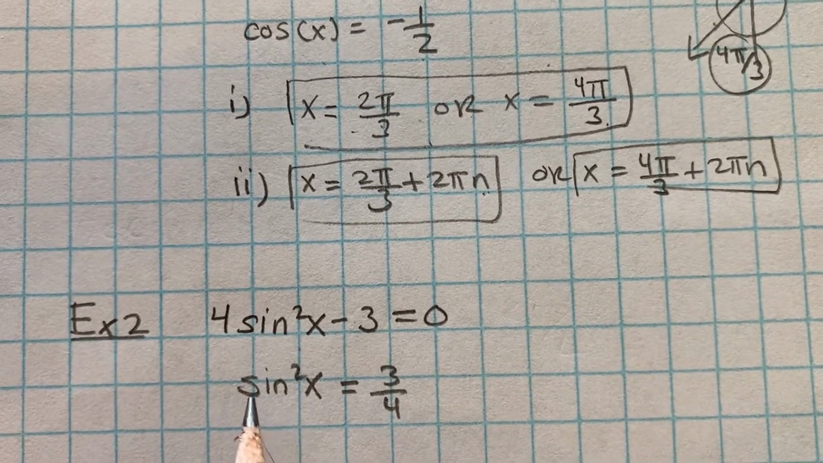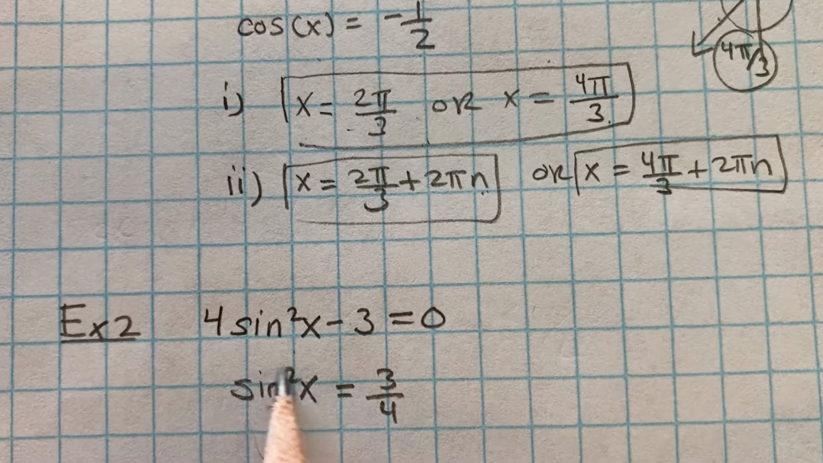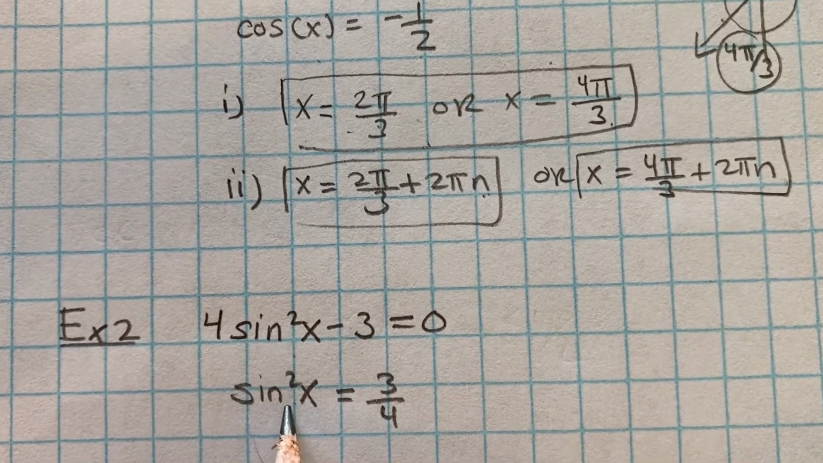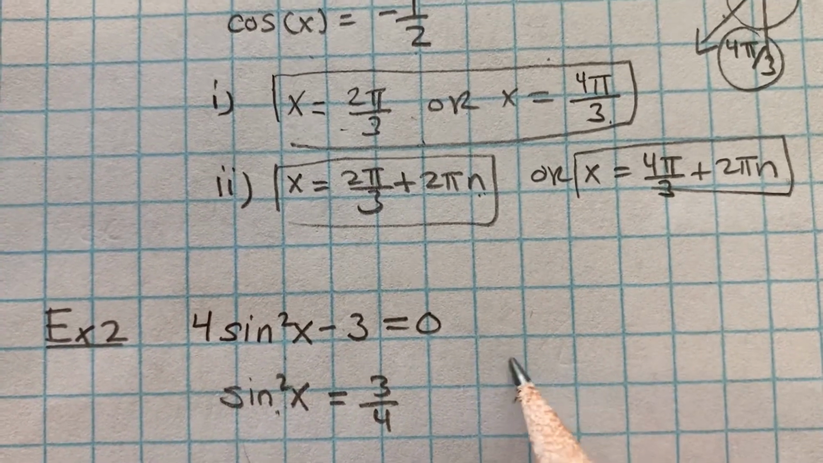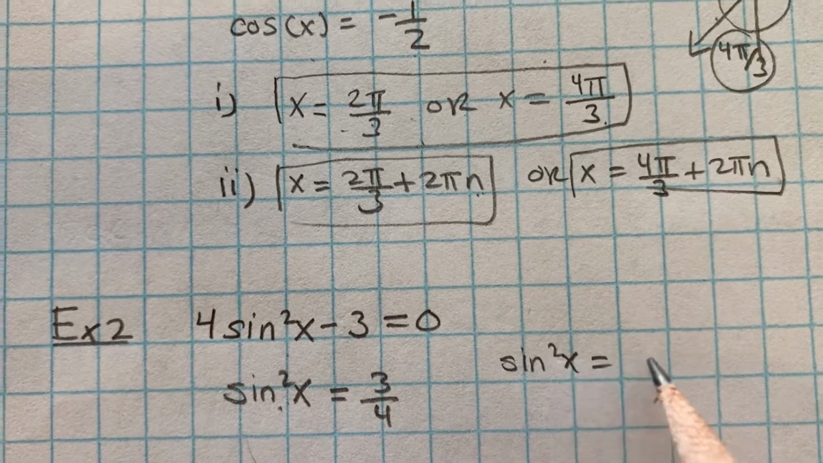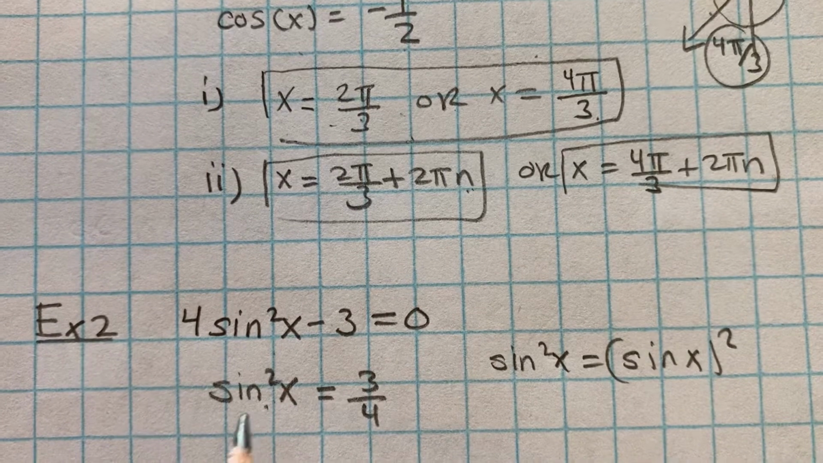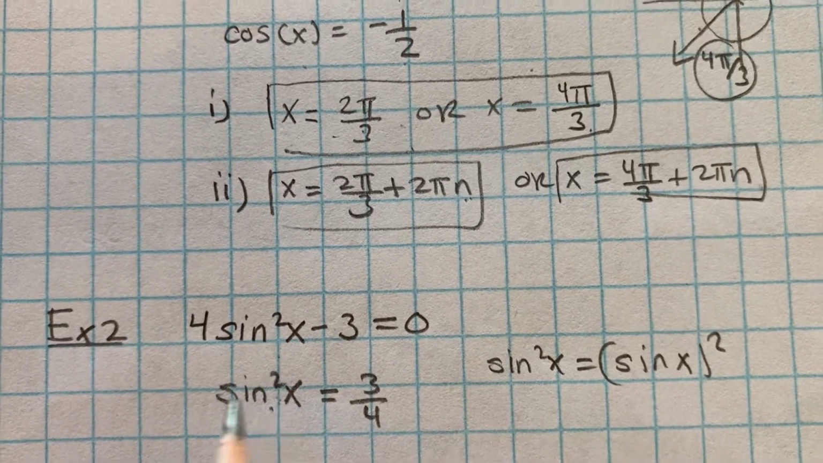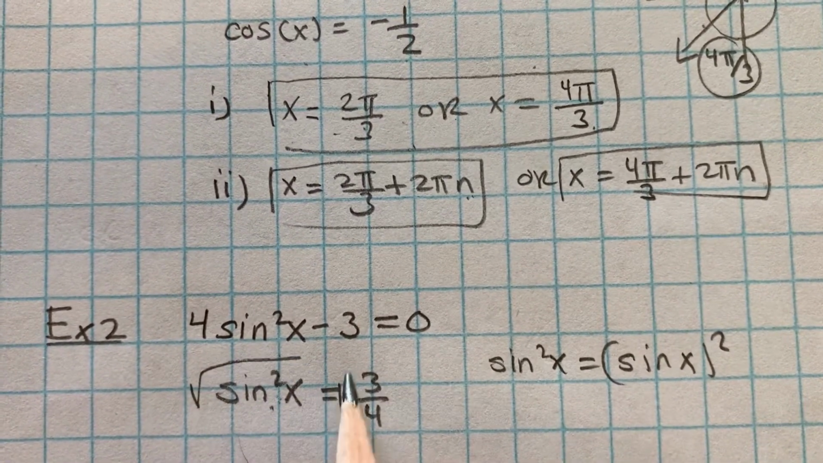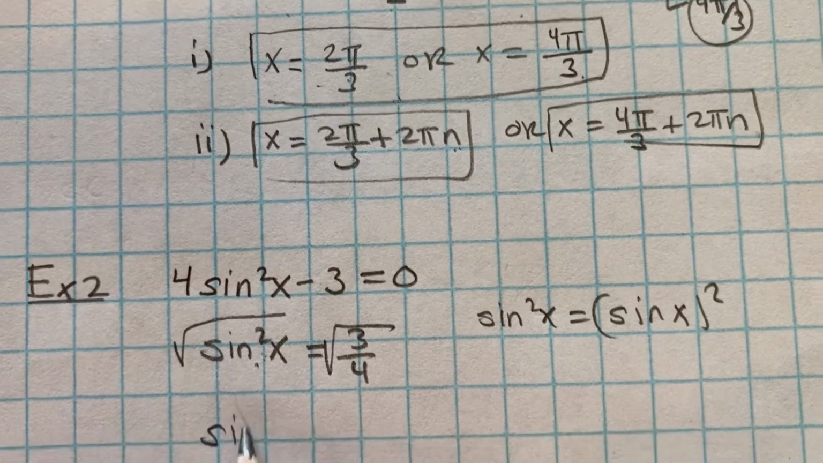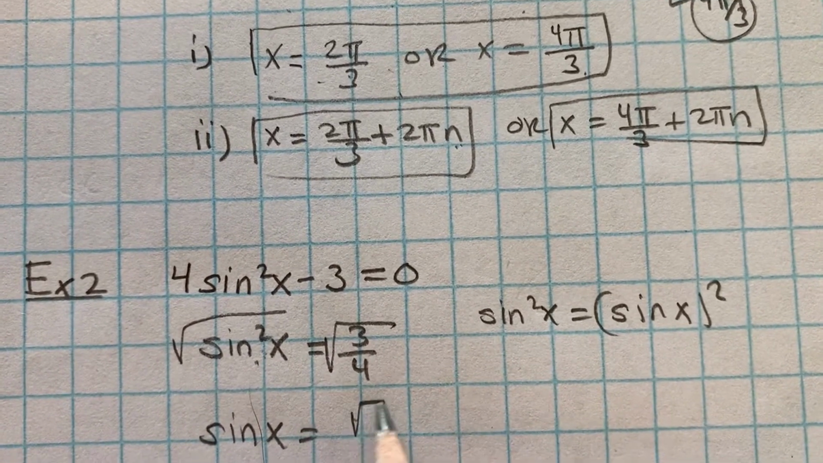And of course, you can take the square root of both sides to get sine x by itself. Recall, sine squared x just means sine of x quantity squared. So if I want to get sine x by itself, take the square root of both sides. You're going to get sine of x is equal to root 3 over 4.